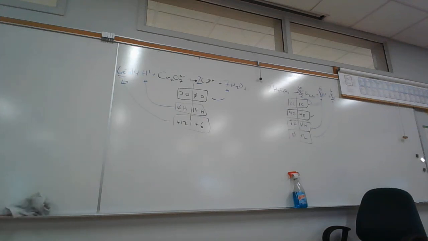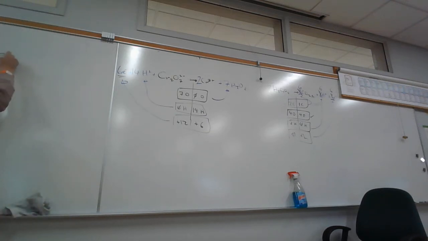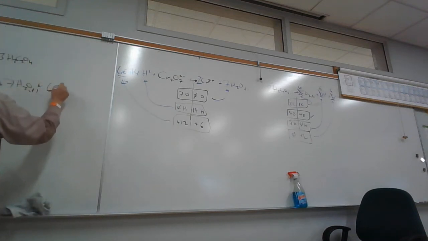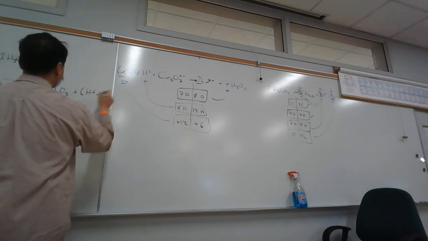So I get 6 electrons plus 14H+ plus dichromate, Cr2O7 2-, plus 3 oxalic acids. This is going to produce 2 Cr3+, 7H2O, plus 6 CO2, plus 6H+ plus 6 electrons.